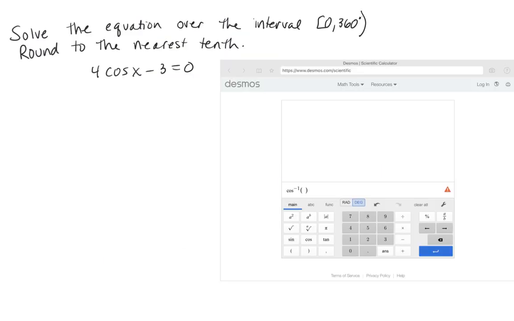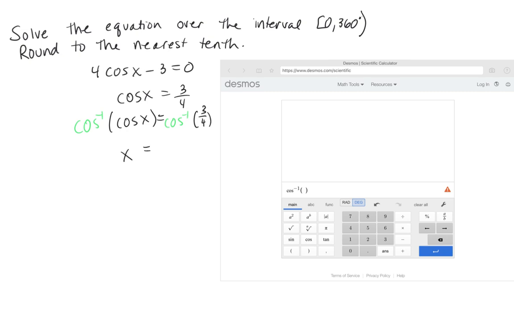In this last example, let's just look how to find approximate values using the calculator for solutions that are not on the unit circle. Okay, so I'm going to isolate my trig function, add 3 to both sides, divide through by 4, so I have cosine of x equals 3/4. Now we can take arc cosine of both sides, and so we get arc cosine of x, that simplifies down to just x, arc cosine of 3/4.